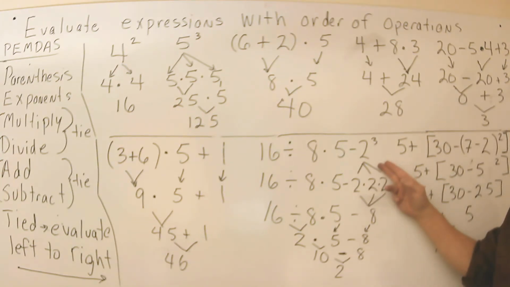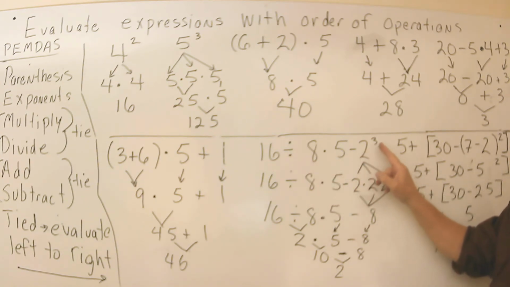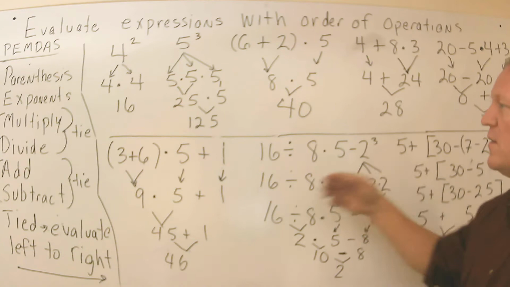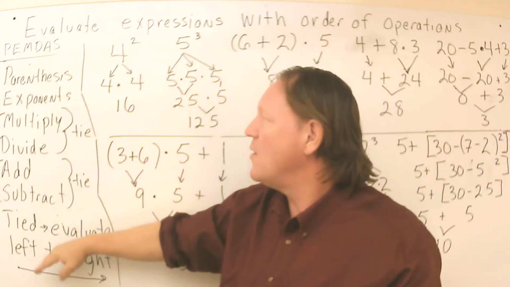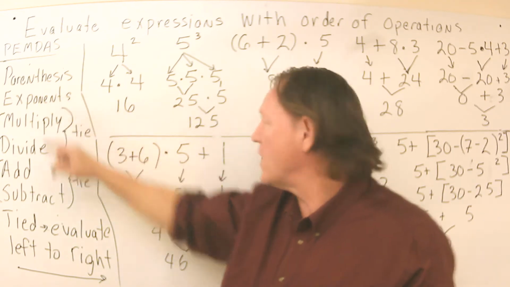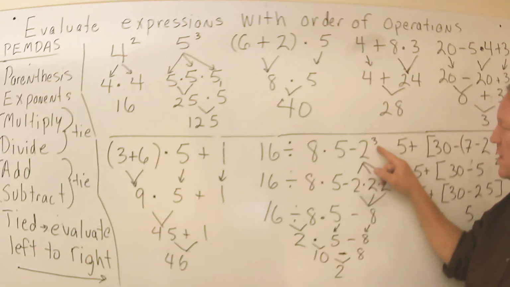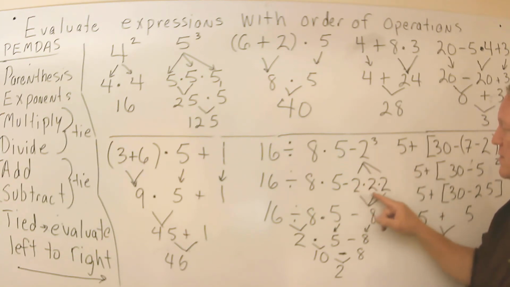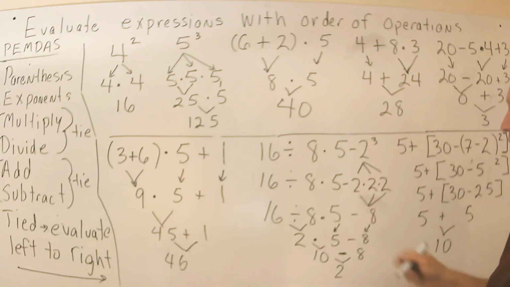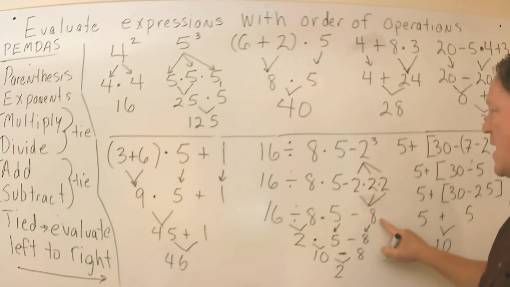Let's look at this one. What we see here is division, multiplication, subtraction, and an exponent. Well, exponent is right below parentheses, so it's the one we should evaluate first. This is read 2 to the third power. So there will be 3 2s, 2 times 2 times 2. If we evaluate that, 2 times 2 is 4, and 4 times 2 will give us 8.